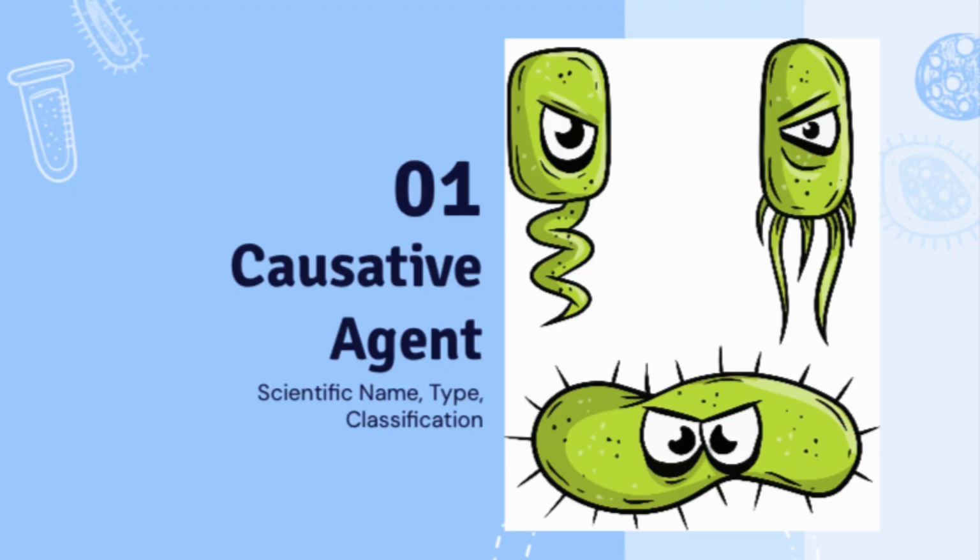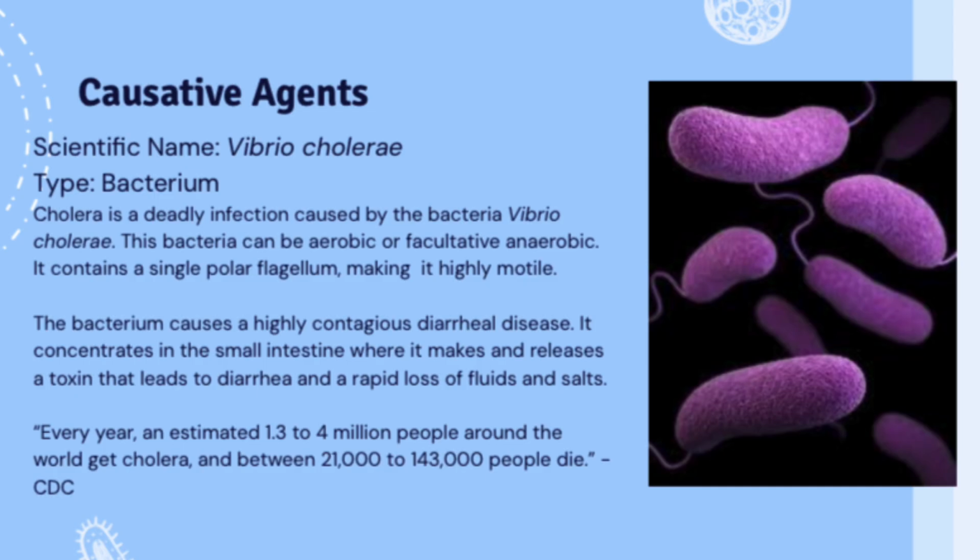So first, our causative agents. Our scientific name is Vibrio cholerae. Our type is bacterium. So cholera is a deadly infection caused by the bacteria Vibrio cholerae. This bacteria can be aerobic or facultative anaerobic. It contains a single polar flagellum, making it highly motile.